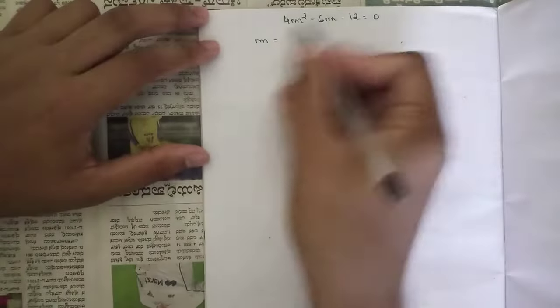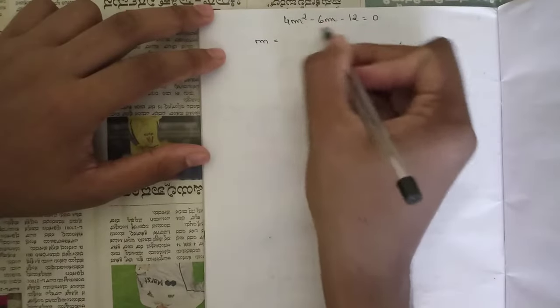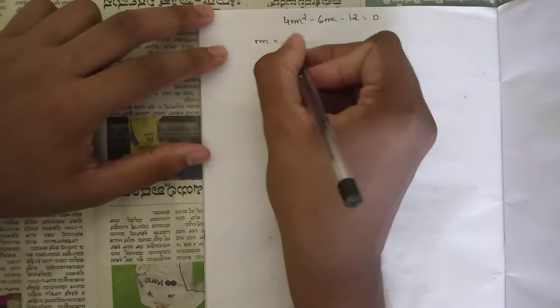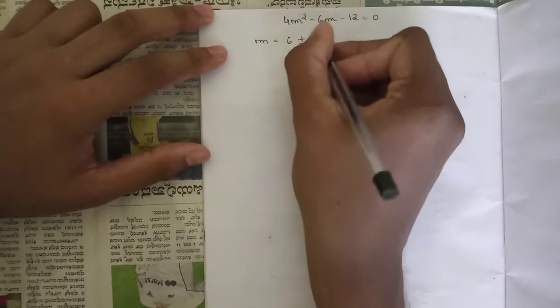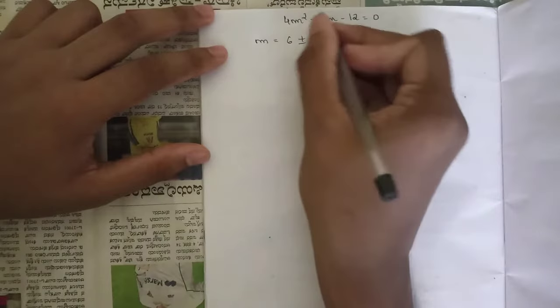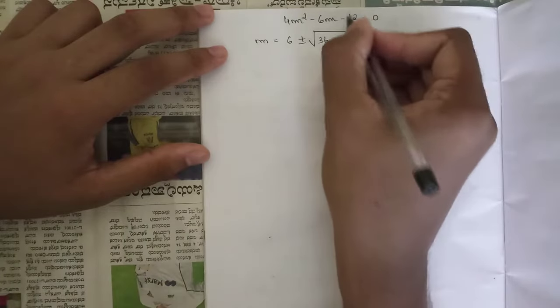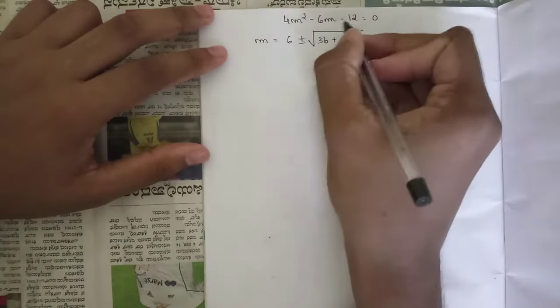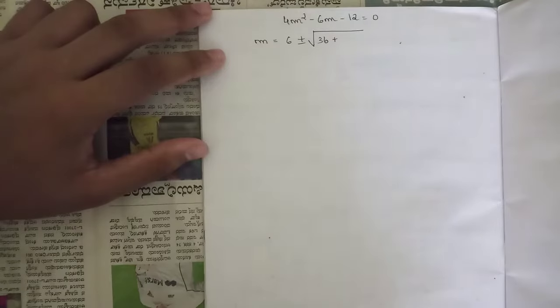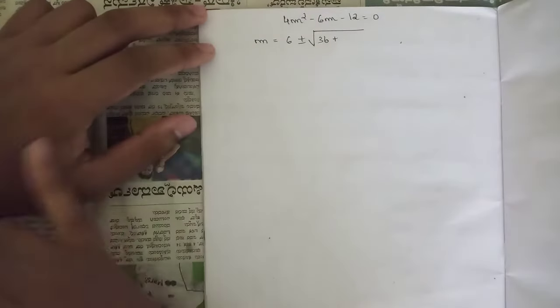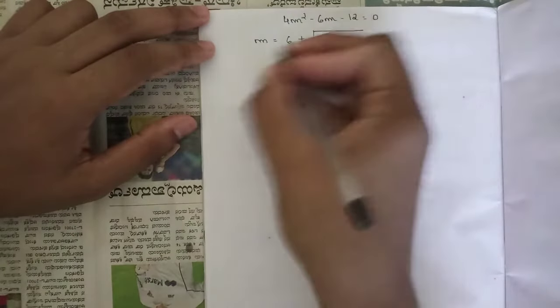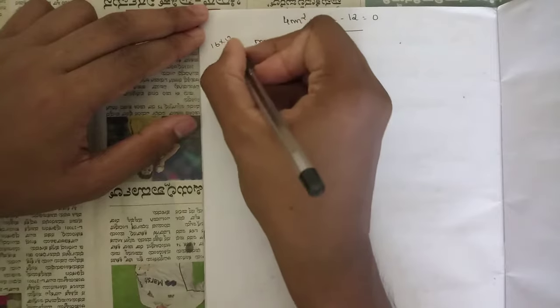So let's apply the quadratic formula. In the place of b we have minus 6, so it would be minus of minus 6, which is plus 6. Square root of minus 6 the whole square is 36. And since we have minus 12, this becomes plus 4 into 12 into 4. So 12 fours are 48. So 4 into 12 into 4, we get it, right?